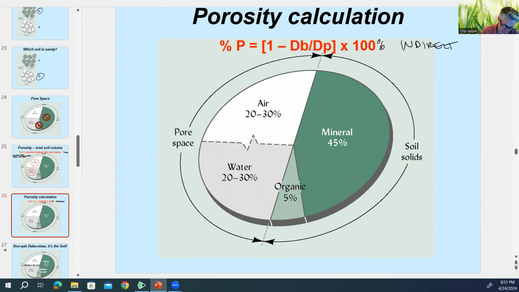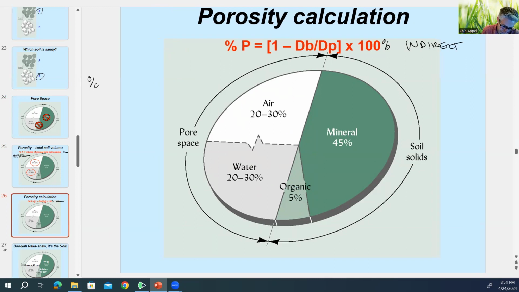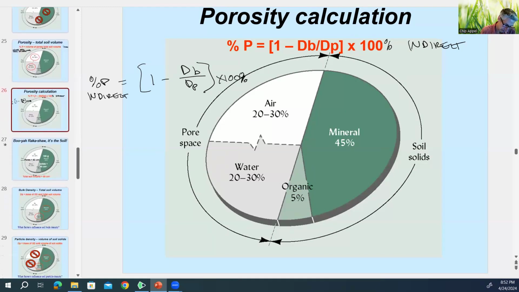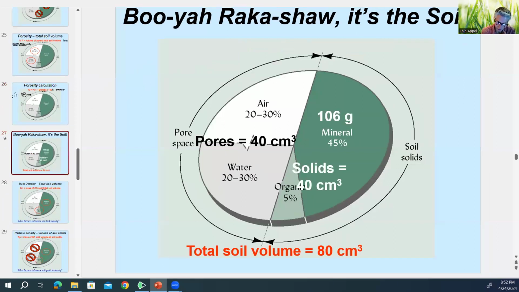And just so we're clear, I'll just rewrite it again. Percent porosity, indirect method. We're still calculating the same thing, just a different formula. It is 1 minus a soil's bulk density divided by its particle density times 100%. So you'd use this formula if you didn't have the total soil volume, or if you didn't have the volume of pores, then you could do this one. Okay, so let's go through an example. So here is the example that we've been working on all along, and we're going to calculate the porosity both ways, direct and indirect formula.